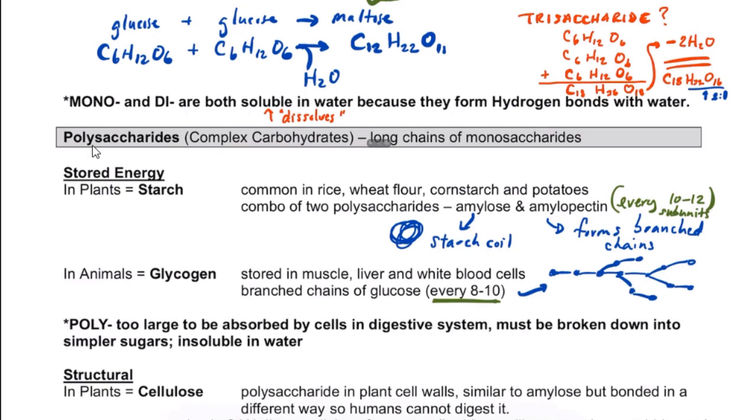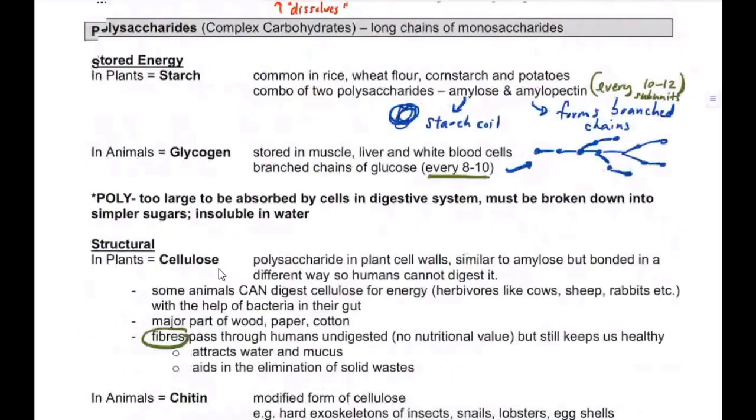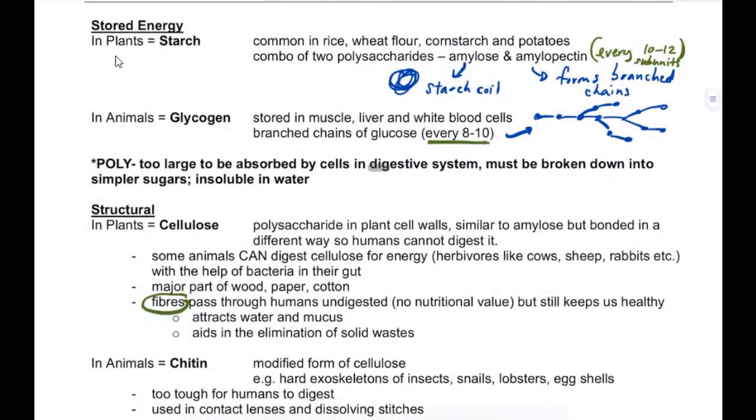So polysaccharides now, poly meaning many sweet sugars, or what we call our complex carbohydrates, are the long chains of monosaccharides. We have 4 terms in general that I would like you to memorize. If we're talking about the stored energy version, in plants we call that molecule a starch, and in animals we call that molecule glycogen. Very similar idea, that they're big long chains and they can be branched.